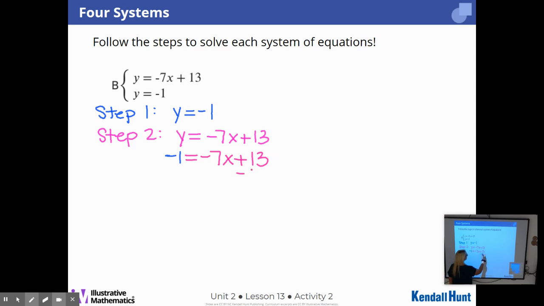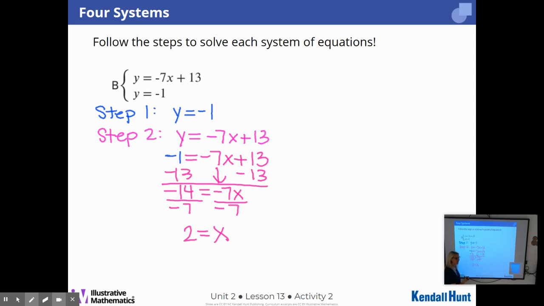So I would subtract 13 from both sides. And then bring down the 7x. So that gives us -14 equals -7x. Divide both sides by -7. And so -14 divided by -7 is 2. And 1x, or just x. So now I know that x equals 2.